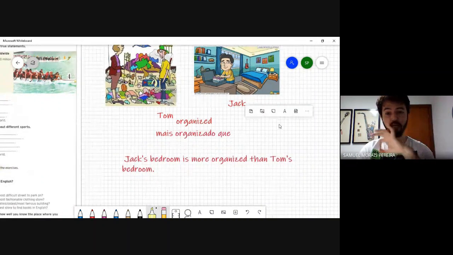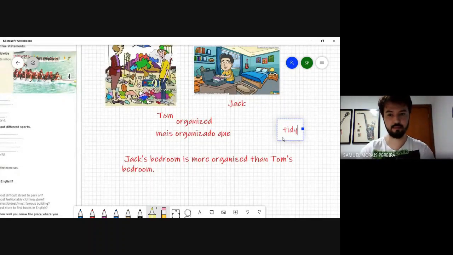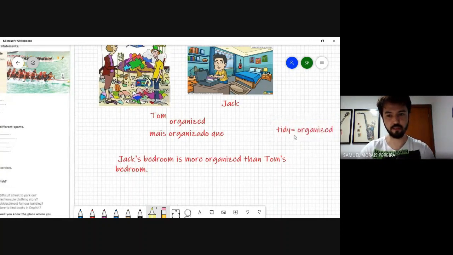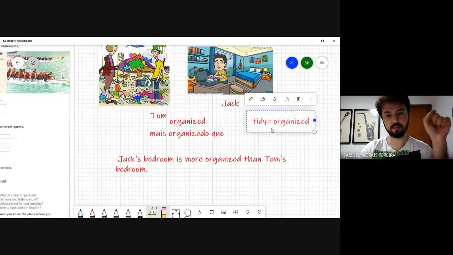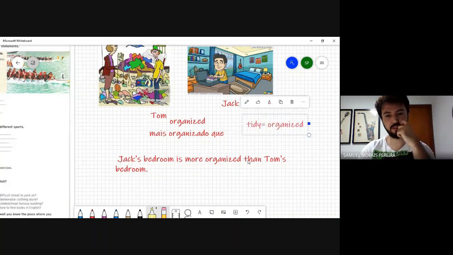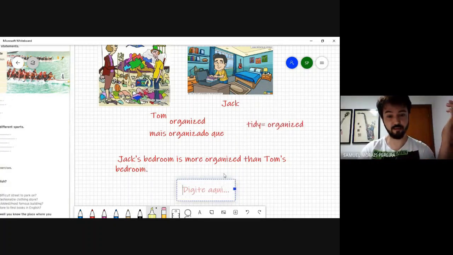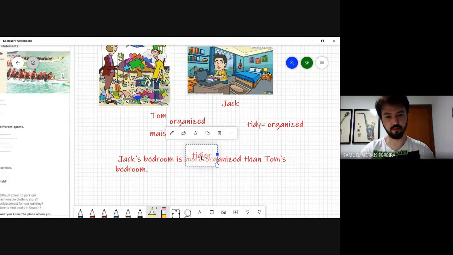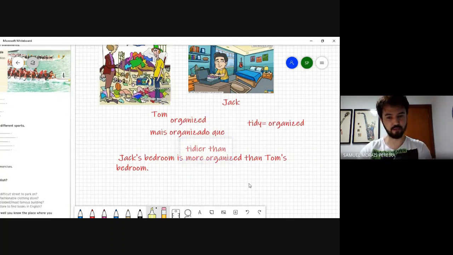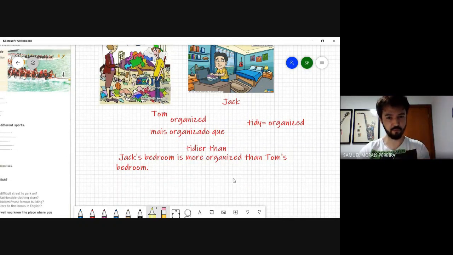Now pay attention. E se eu trocasse organized por tidy? Olha só, tidy significa também a mesma coisa que organized. E se fosse tidy? Como seria? Is tidier. Tidier, exactly. Because tidy is a short adjective, né? E tem que tomar cuidado, termina com Y, ficaria assim, ó. Tidier. Seria, então, tidier than. So you have to pay attention to the size of the adjective, né? Ao tamanho do adjetivo. Tudo bem?